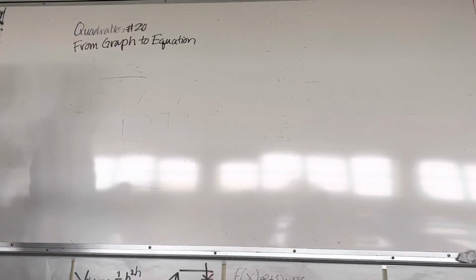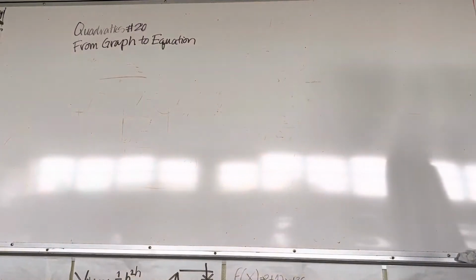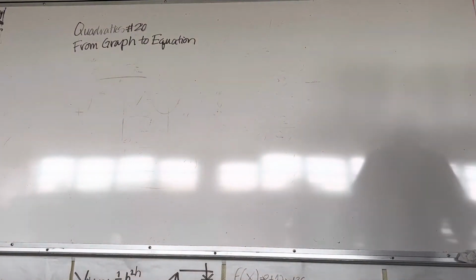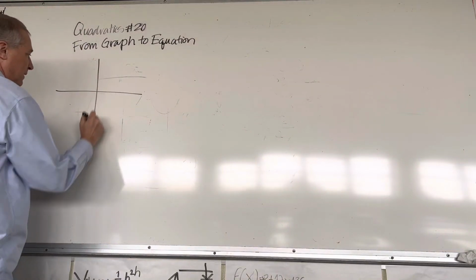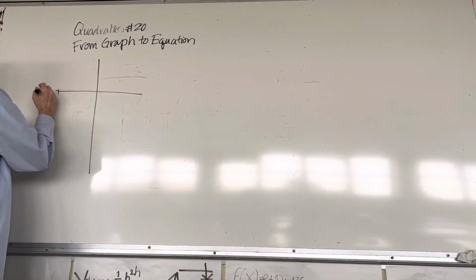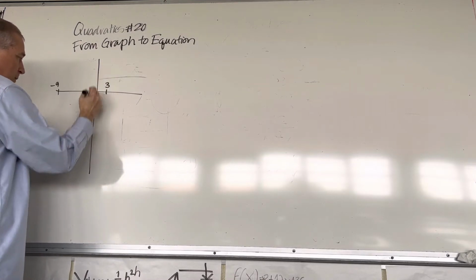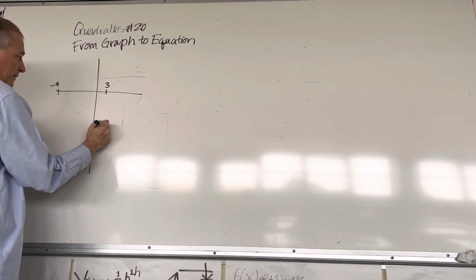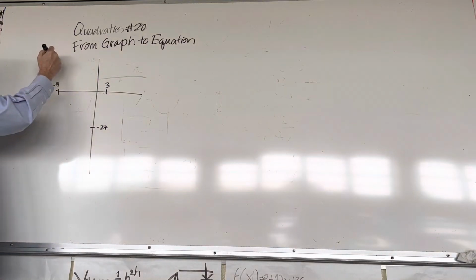Okay, quadratics number 20, from graph to equation. So here's what you've got given. This is a parabola, -9 and 3. Here's -9. Here's 3. And way down here at -27. And the parabola looks like this.